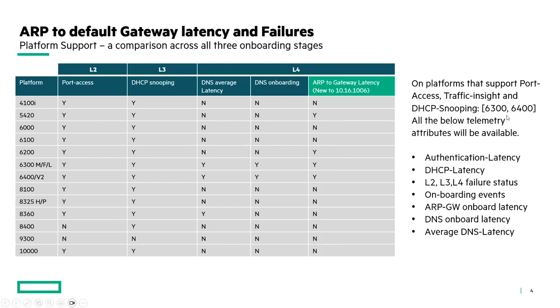And on these platforms, the below telemetry details will be available, ranging from the authentication latency, DHCP latency, failure states, onboarding events, and then ARP and DNS latency and onboarding. So all these details can be seen in these two platforms. The other platform support across the stages are also listed here. Please refer to this table.